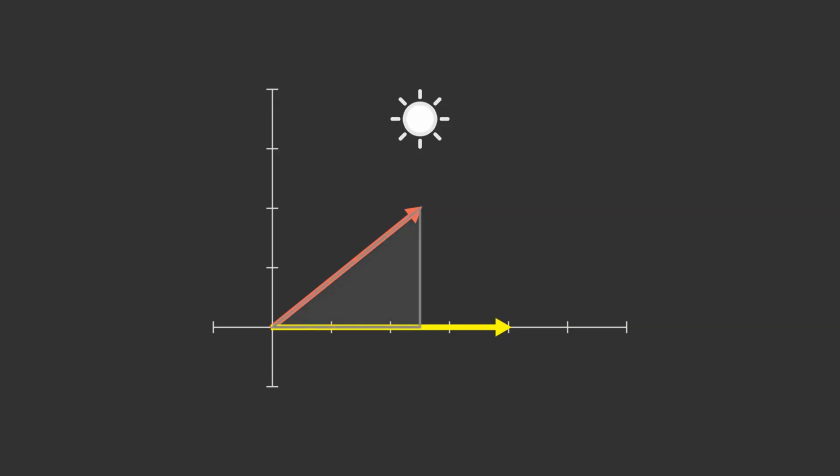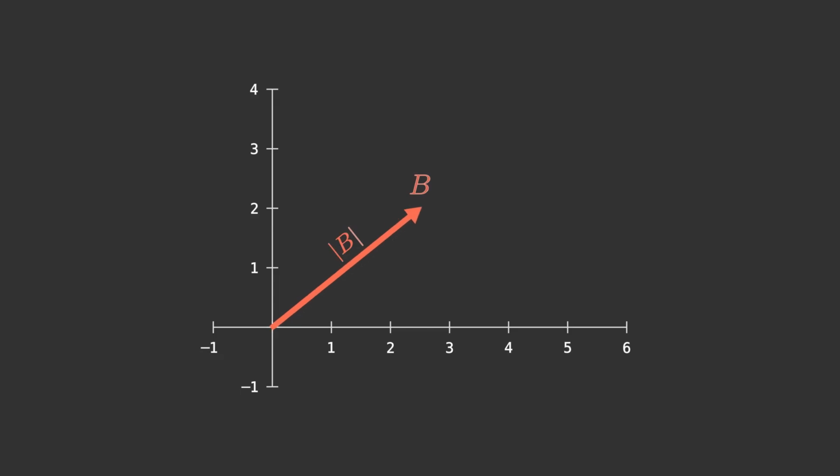Let's start with two vectors, a red vector called B pointing diagonally, and a yellow vector A lying flat along the x-axis. The letter B in vertical bars is called the magnitude of vector B, or length of vector B. And the Greek letter theta is the angle between the vectors A and B.